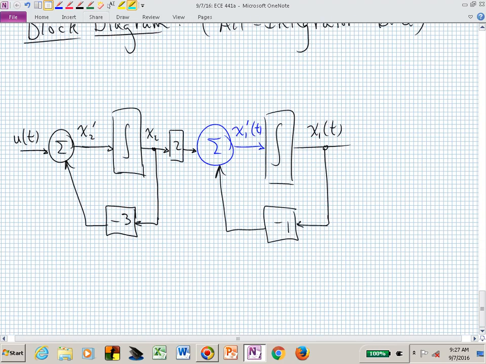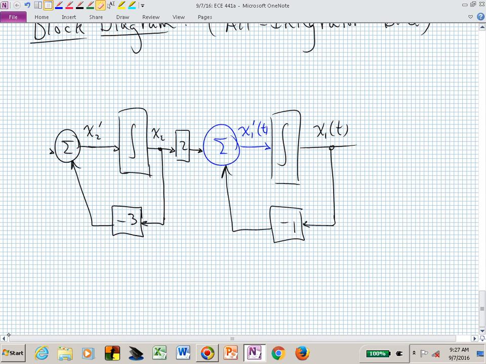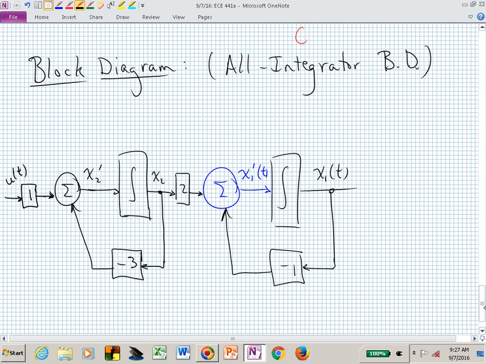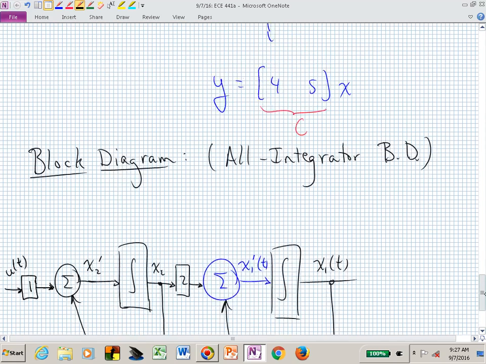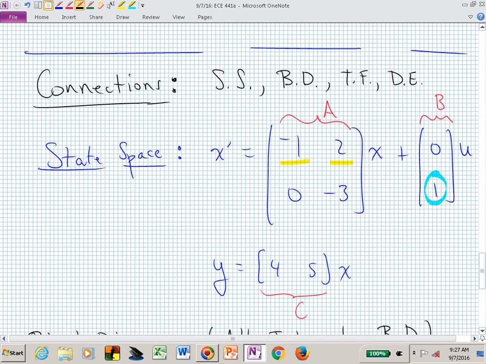Maybe I should just make that explicit. There's u of t with a gain of 1. If it was a 6, you could have replaced that 1 with a 6. Now that block diagram has completely described the x prime equals Ax plus Bu.